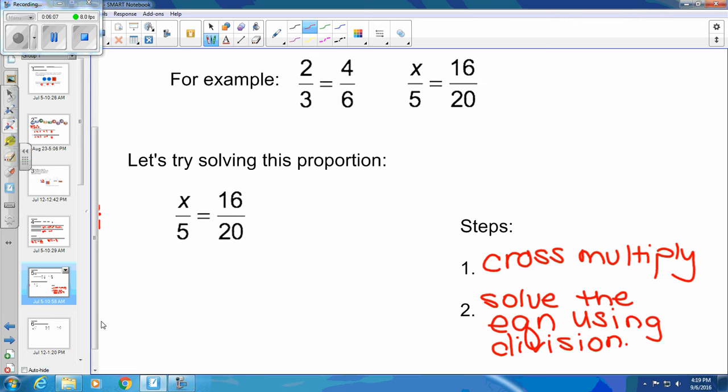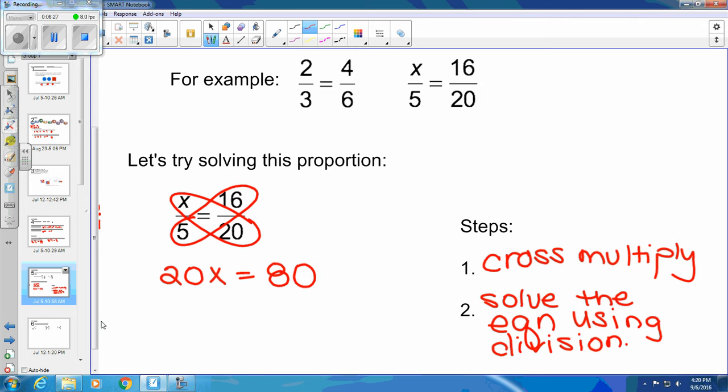Okay, so my first step is to cross multiply. So I'm going to multiply 20 and x, and when I do that, I get 20x. And then I'm going to multiply 5 times 16. And when I do that, I get 80.